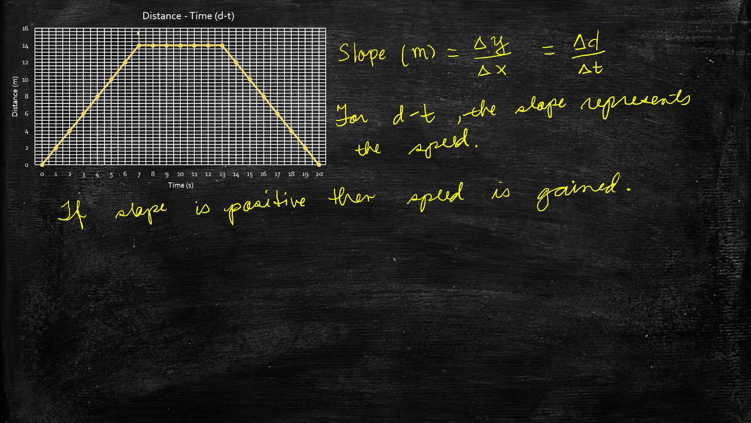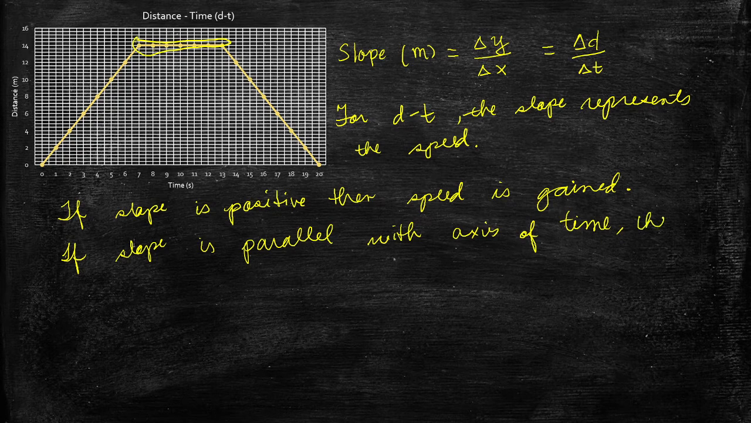Okay? Now, if we have a graph something like this, as you can see, as time progresses, the distance stays at 14 meters. It means that the object is not moving. Okay? So if the slope is parallel with the x-axis, or with the axis of time, then the object is not moving.